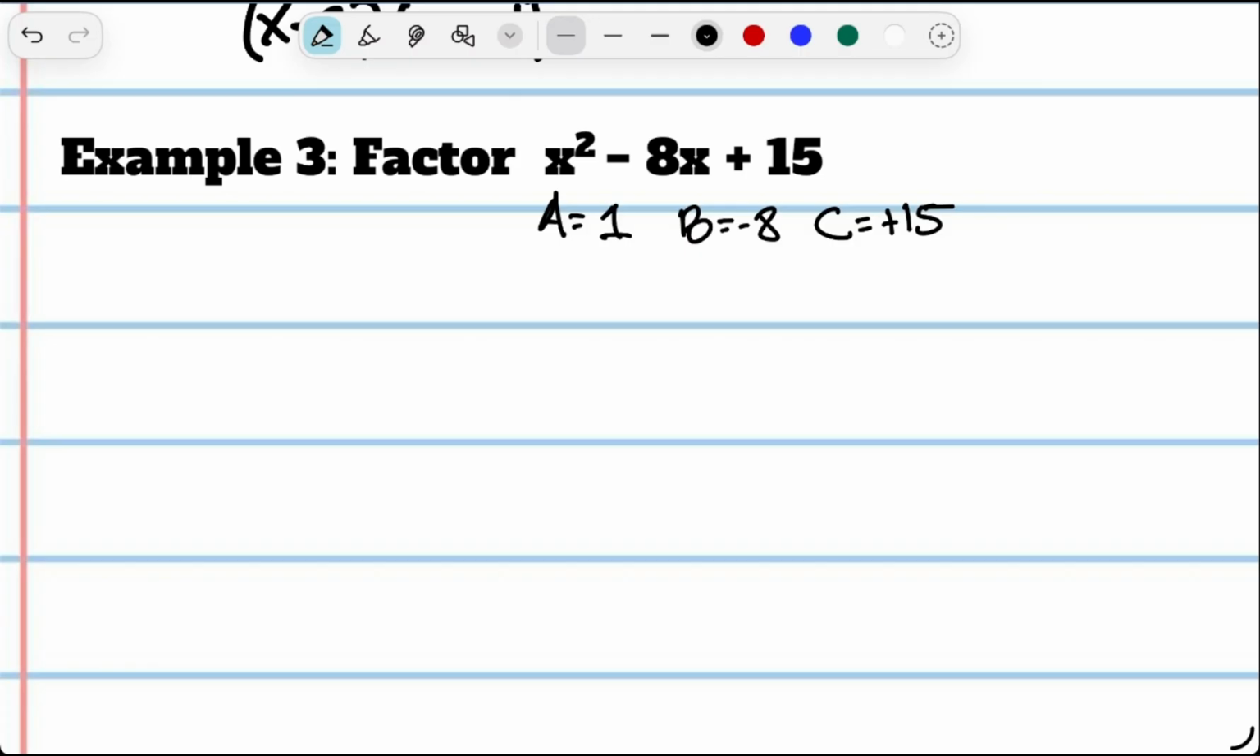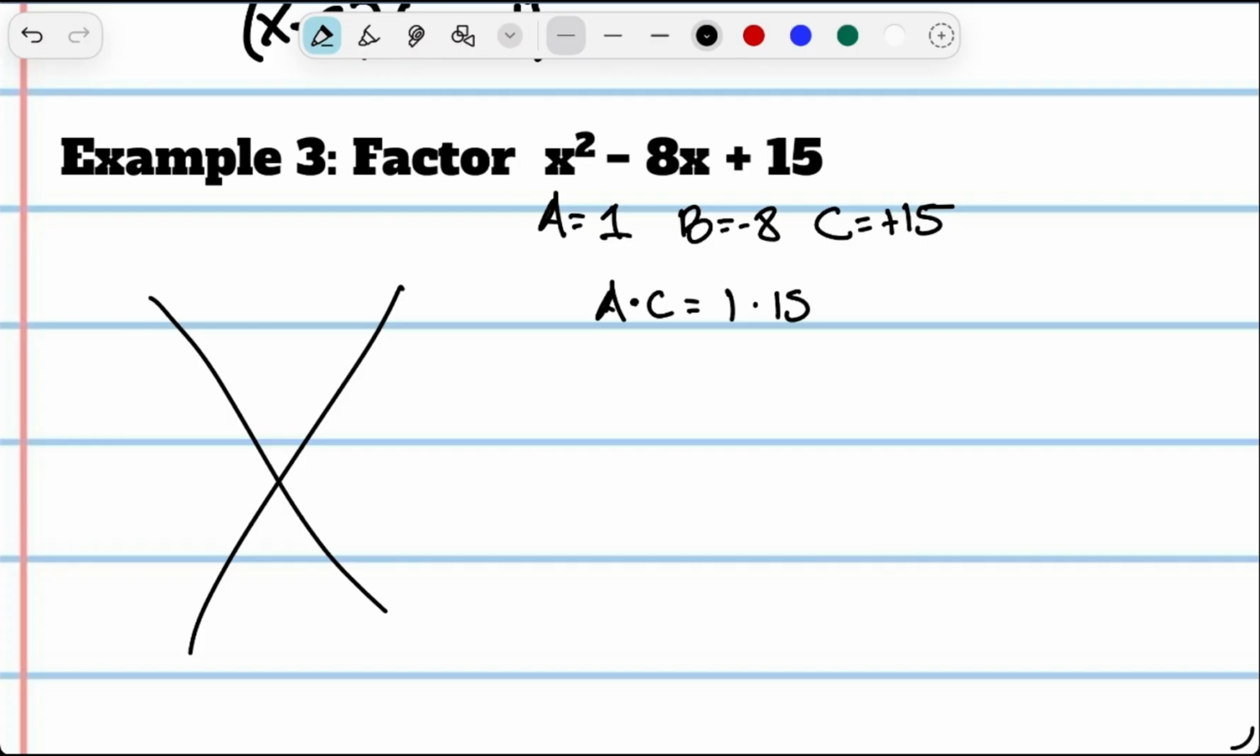Now, once we get that, we can go ahead and draw our big X. And we can go ahead and multiply our A times C. So A times C, which will be 1 times 15, which is 15. So that goes to the top of my X. At the bottom of my X will be my B term, which is a -8. Now that I have that, I can go ahead and find everything that will multiply to be 15. So that's going to be 1 times 15 and 3 times 5.